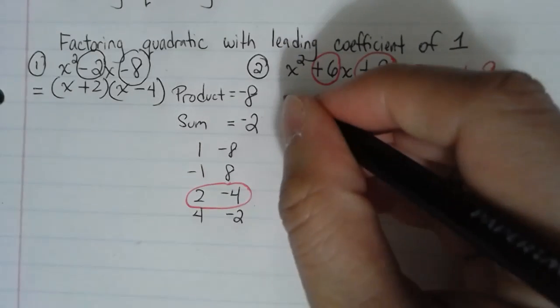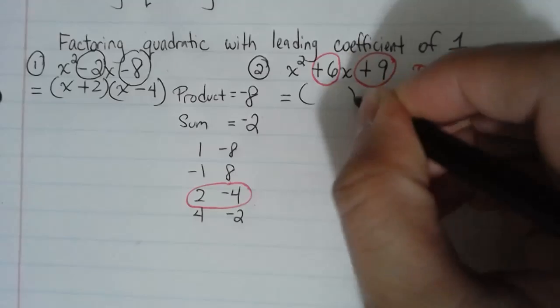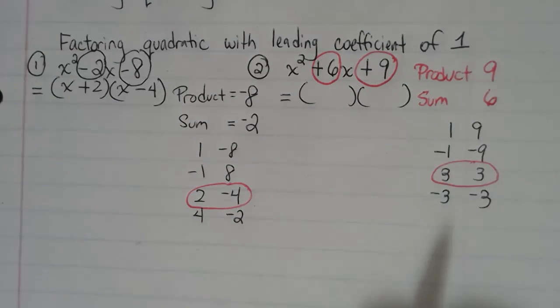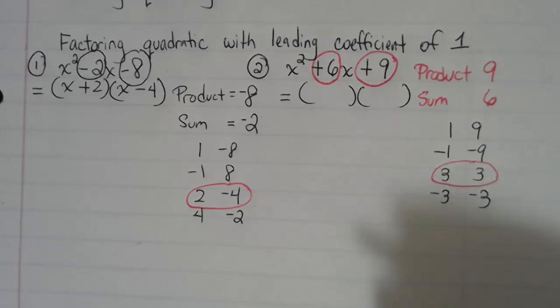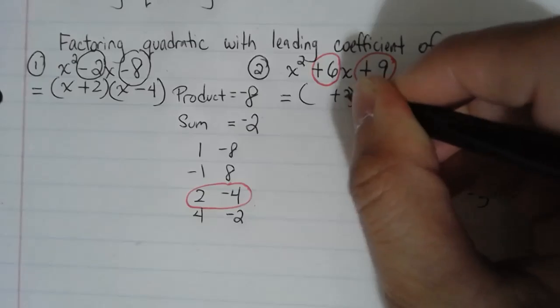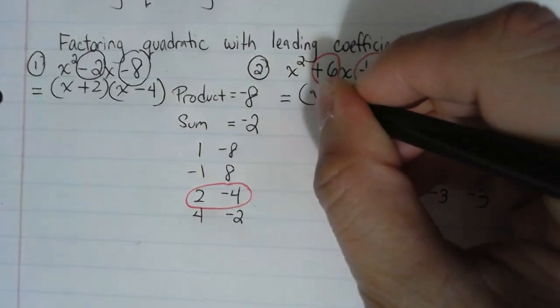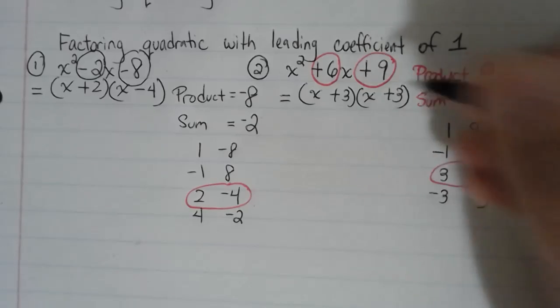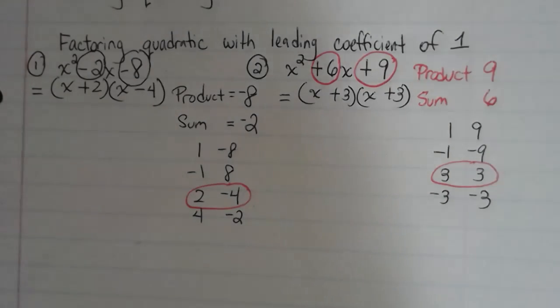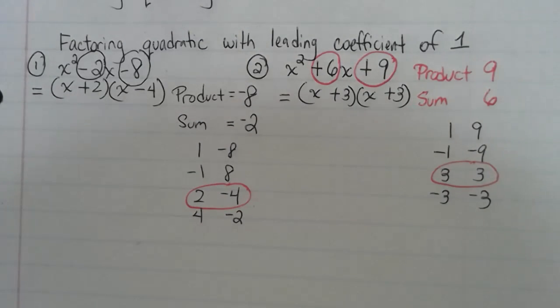Therefore, this can be factored by copying the two numbers that we came up with, which is positive 3 and another positive 3. And all you have to do at this point is put x in front, and you have factored the quadratic with a leading coefficient of 1.